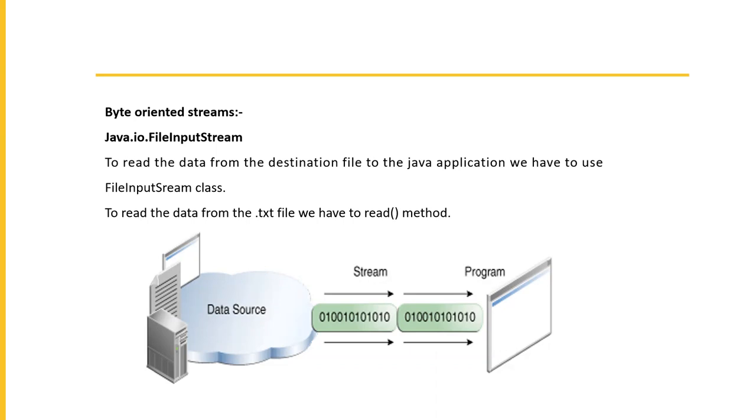Now, how do we read the data from the source to the program? To read the data from the destination file to the Java application, we are using some classes. Such classes like what? File input stream. The name itself is telling, we are inputting the data, we are reading the data. How do we read the data from the text file? By using the read method, we are going to be reading the data from a source to the program.